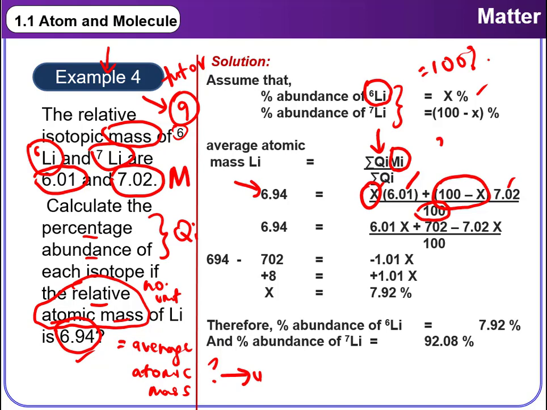Or I prefer you do it this way: X plus 100 minus X. Then X minus X. Show a little of the mathematical solving steps, before you straight away put the value 100 below. Then you solve your maths. And what is your X? The value of X. Then you can calculate the percent abundance of the other isotope.